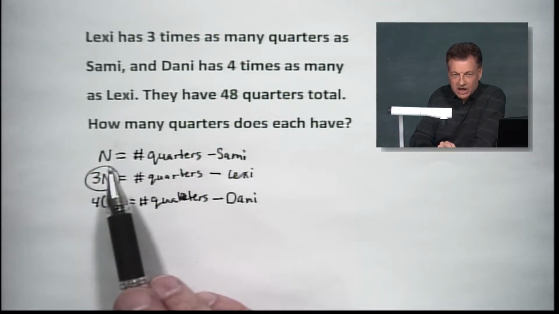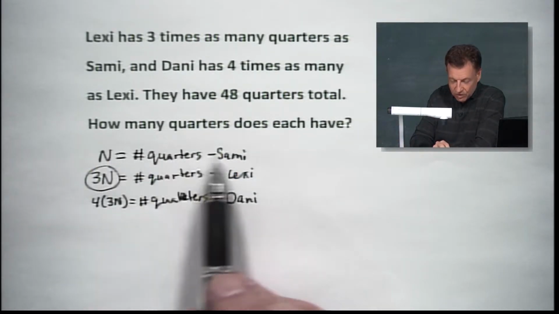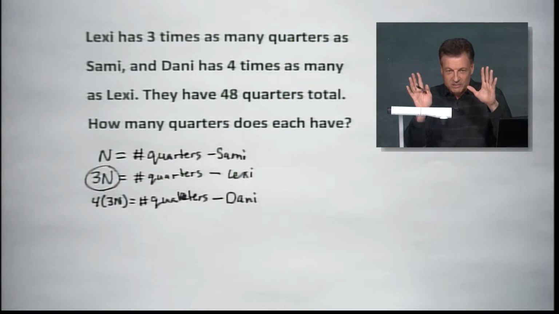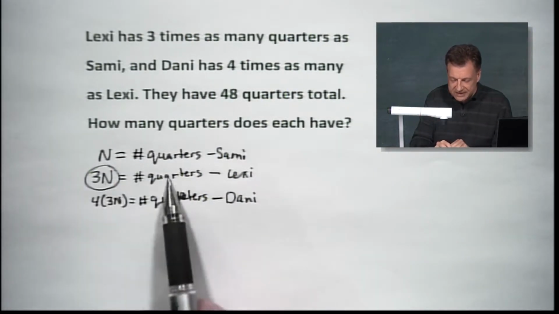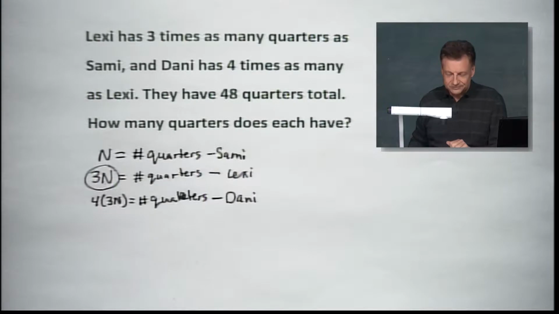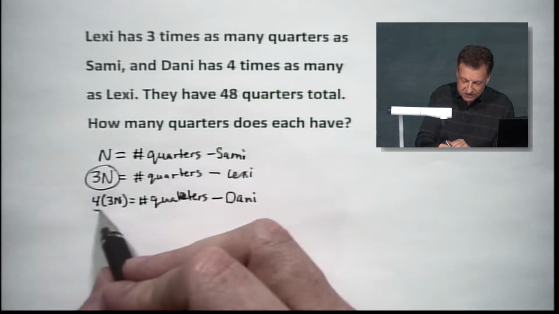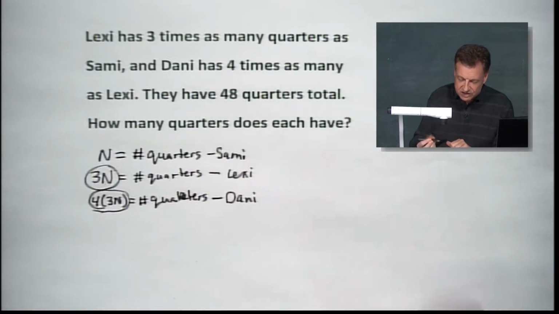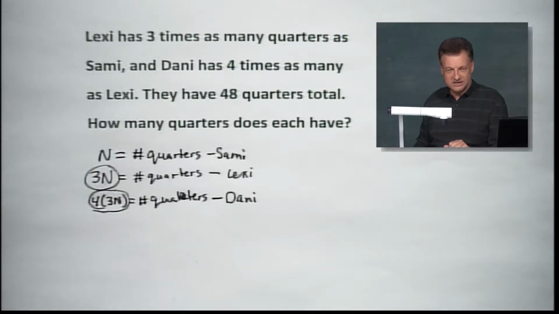And let's see where we're going to go. All right, so n, number of quarters, that's our ground zero. Sammy, we'll make sure everybody's with it here. 3 times that, that's Lexi's value. And then on the other side here, there's our other little character here. Danny wins out in the money race here.